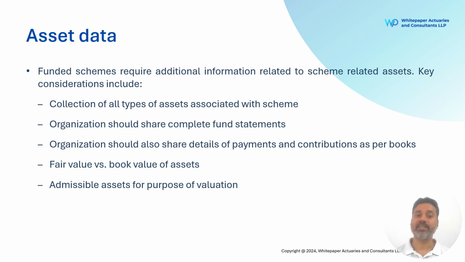Lastly, it is essential to identify investments that may not qualify as admissible for the benefit scheme. Examples include investments in the organization's own securities or below specified investment grades. Actuaries and the organization should work together to evaluate and address any concerns regarding investment compliance. These steps help to ensure accurate representation of the scheme assets, contributing to a more reliable valuation process.